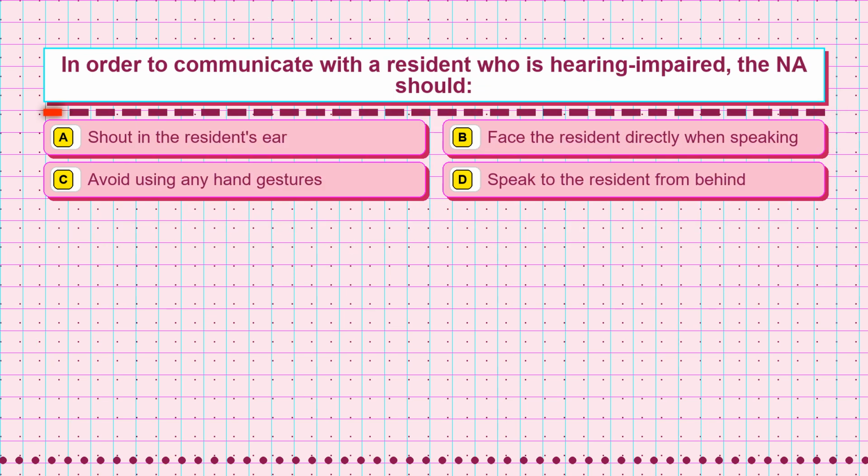Question 45. In order to communicate with a resident who is hearing impaired, the NA should option A, shout in the resident's ear. Option B, face the resident directly when speaking. Option C, avoid using any hand gestures. Option D, speak to the resident from behind.